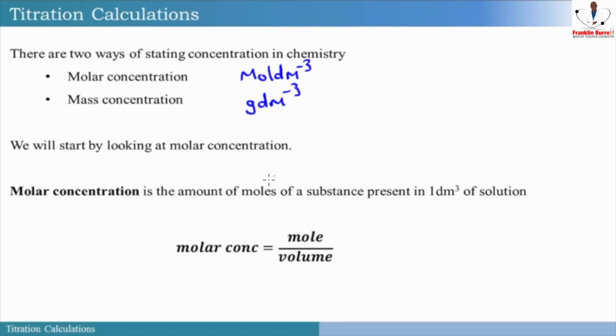Let's look at molar concentration. Your molar concentration is the amount of moles of a substance present in 1 dm cube of solution. Hence, molar concentration is moles per dm cube or moles per volume. So here we have the unit mole over the unit dm cube. Hence, moles per dm cube for our molar concentration.